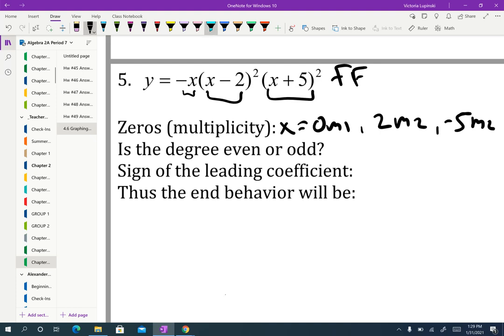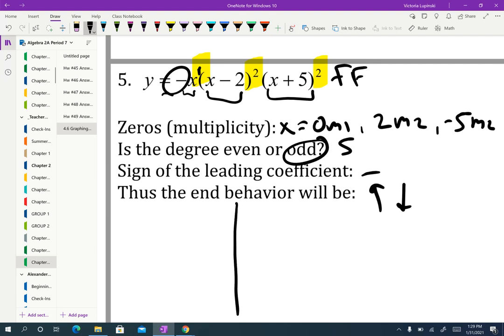In order to find the degree, you would have to add up all the x's, including their multiplicity. So 2 plus 2 plus 1, that's a total of 5. So 5, of course, would be odd. The sign of the leading coefficient out here would be negative. Odd negative is, again, up, down. So here I have 0, which, if you go through 0, that has to be the y-intercept.